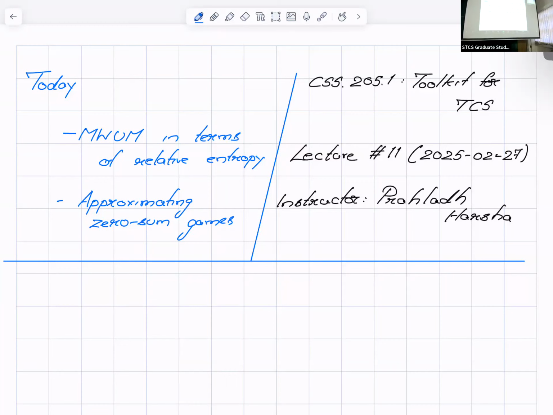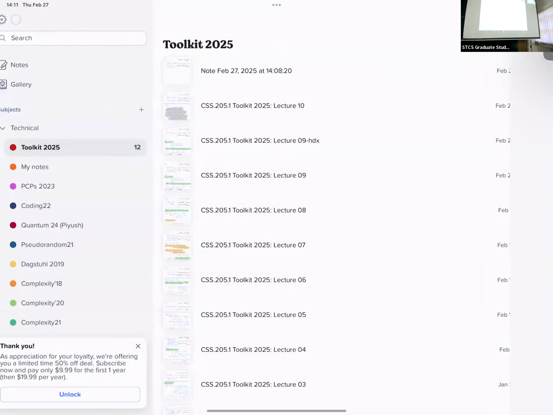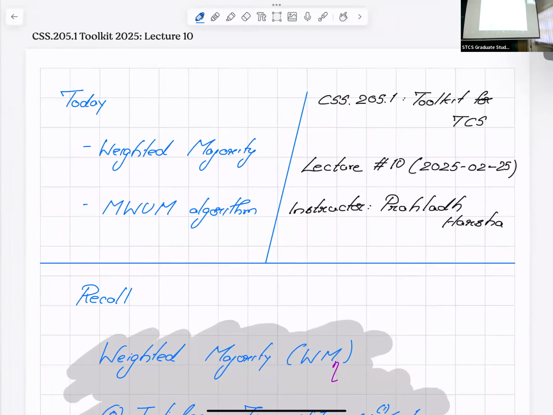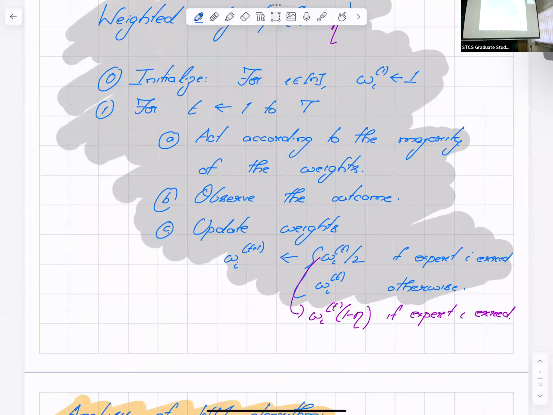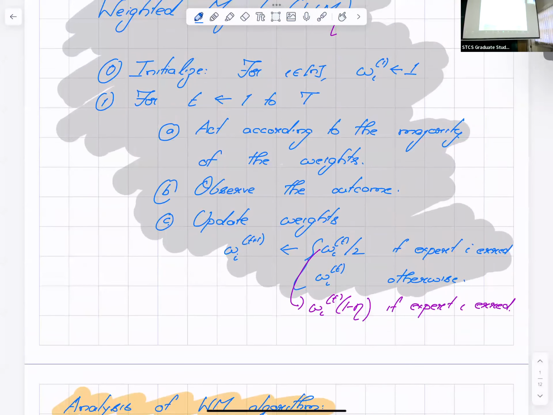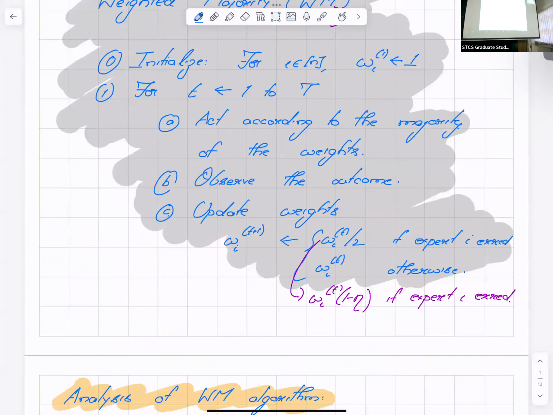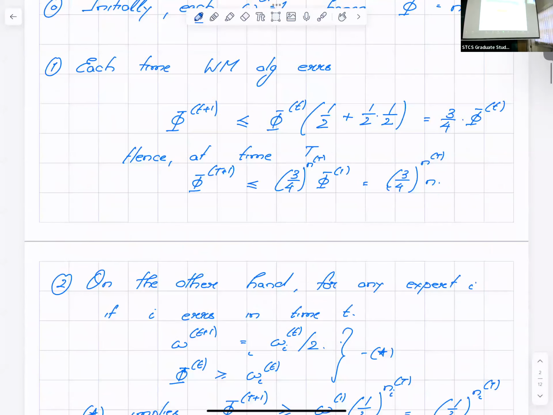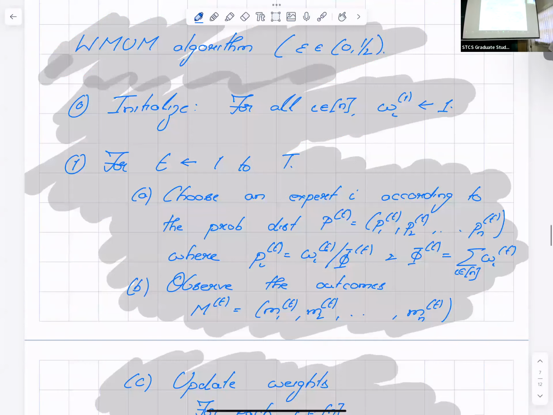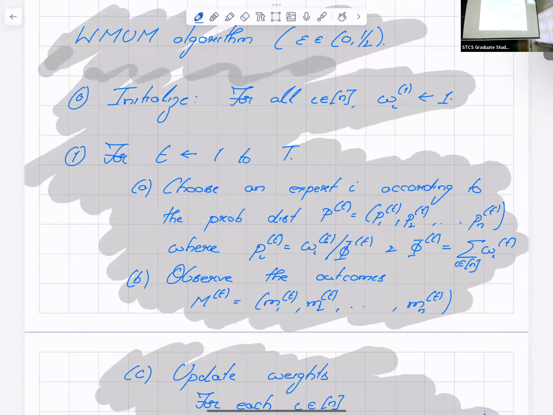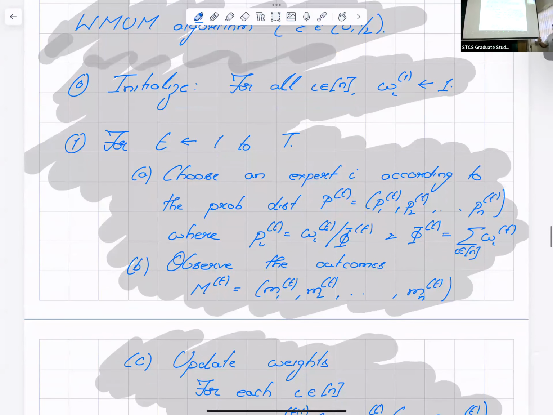Let's continue. So we were understanding the multiplicative weight update method algorithm. This was the algorithm that was basically analyzing the opinions of the various experts and going along.